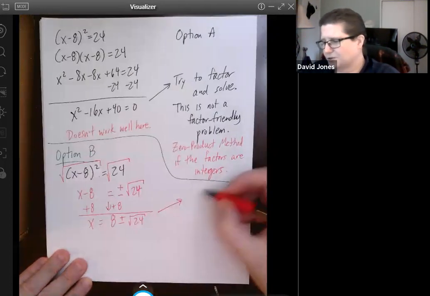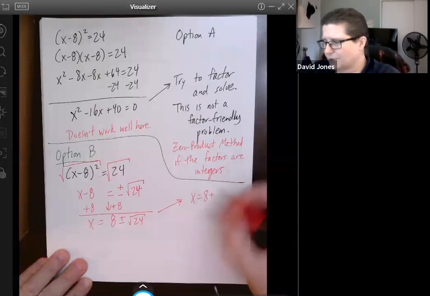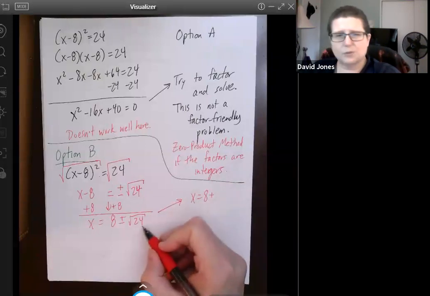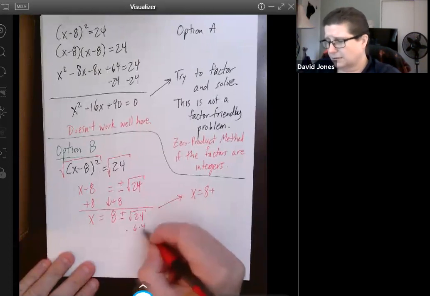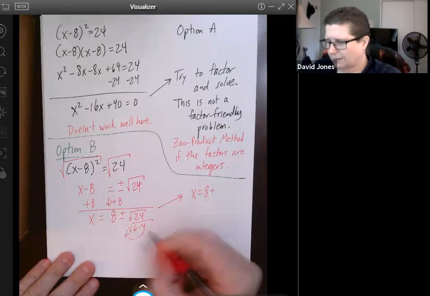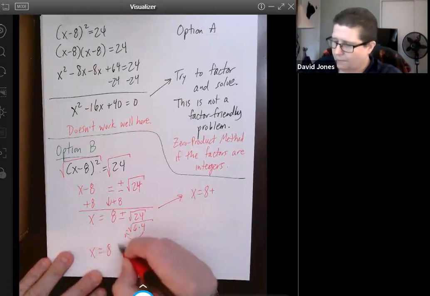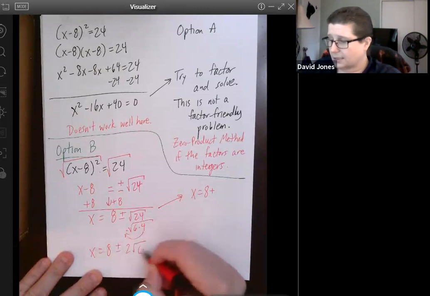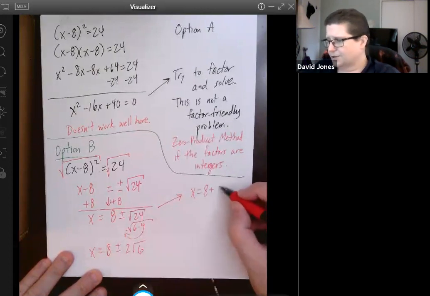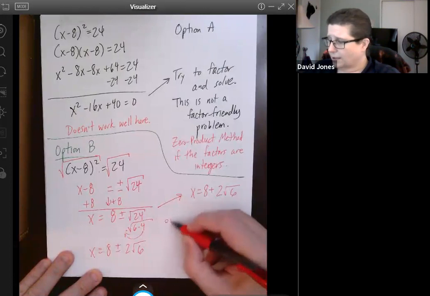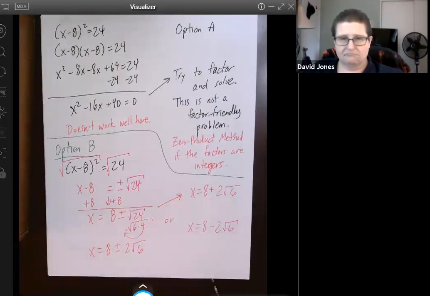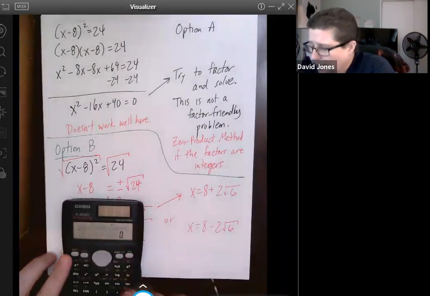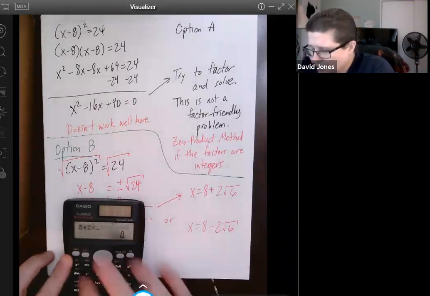This is two answers. X equals 8 plus the square root of 24. And what is the square root of 24 simplified? This is 6 times 4, and I can pull the 4 out. That's going to be x equals 8 plus or minus 2 root 6. So x equals 8 plus 2 root 6, or x equals 8 minus 2 root 6. And these are different values. If you put them into a calculator, find out what they are. 8 plus 2 times the square root of 6.